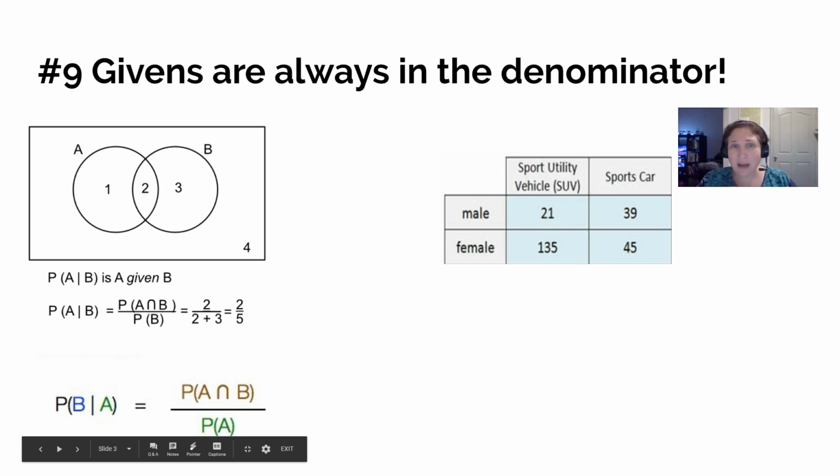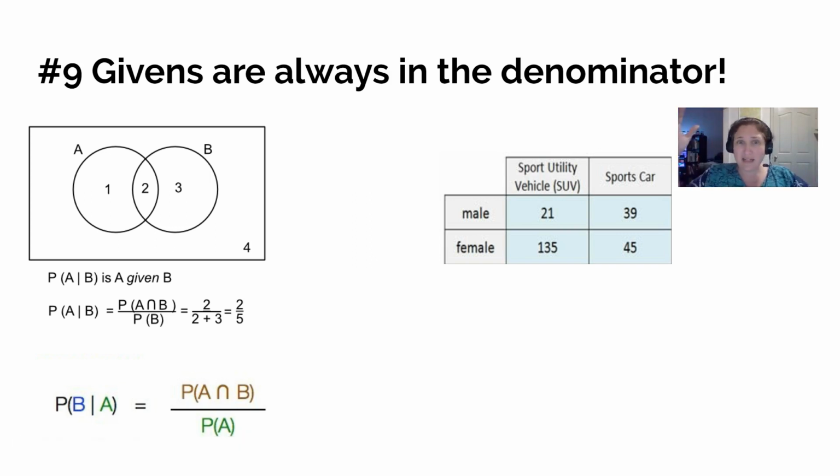Next, the givens are always in the denominator. The givens are always in the denominator. What does that mean? If they say the probability of A given B, B is in the bottom. If they say the probability of B given A, A is on the bottom. It's like this line stands for the given, bottom. It just pushes that letter down.